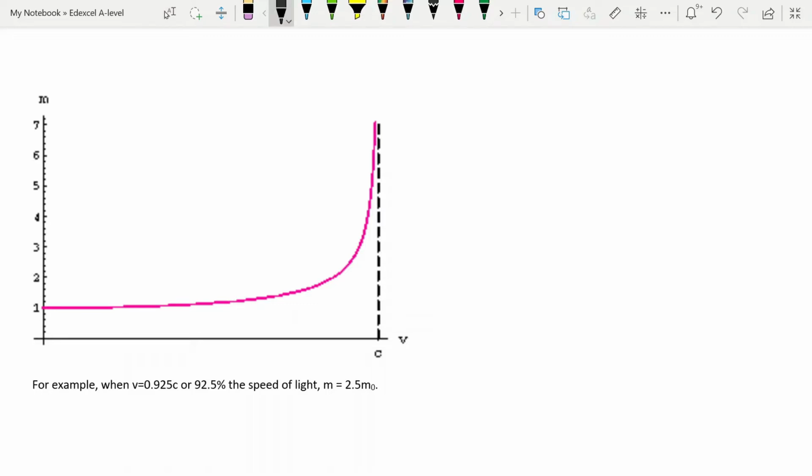You can see that at speeds that are human-like, are slow, not even close to c, the delta m, the change in mass because of the gain in kinetic energy, is negligible.